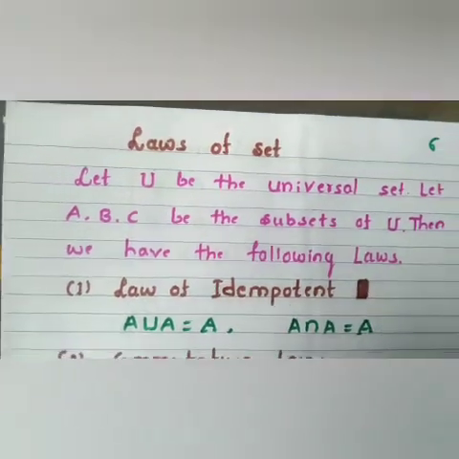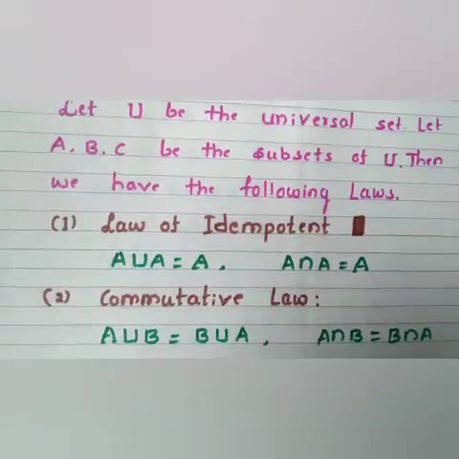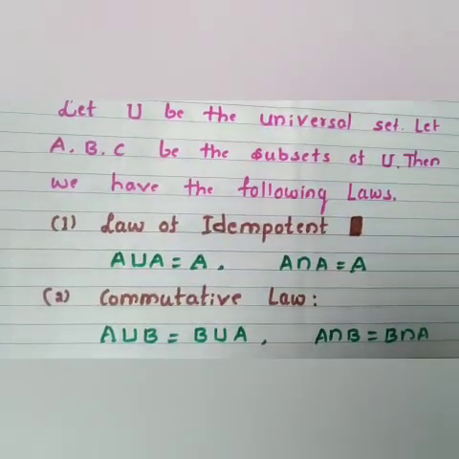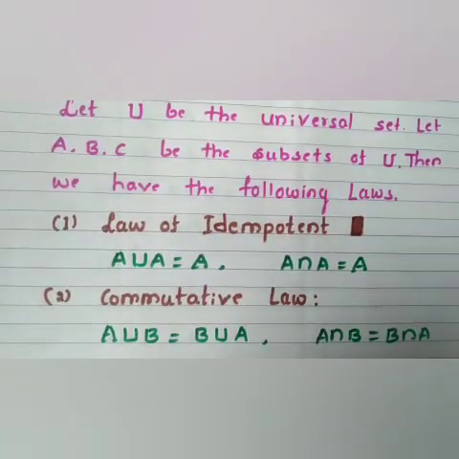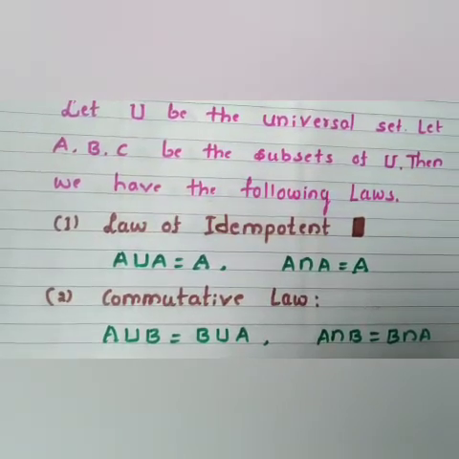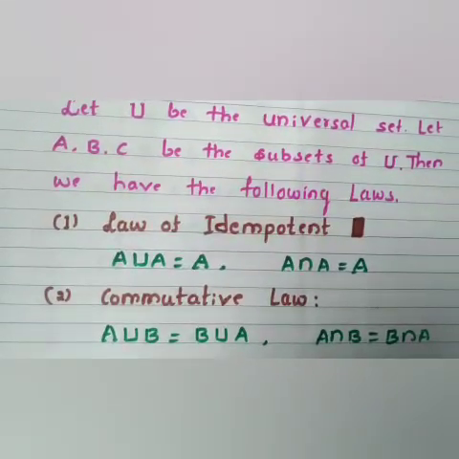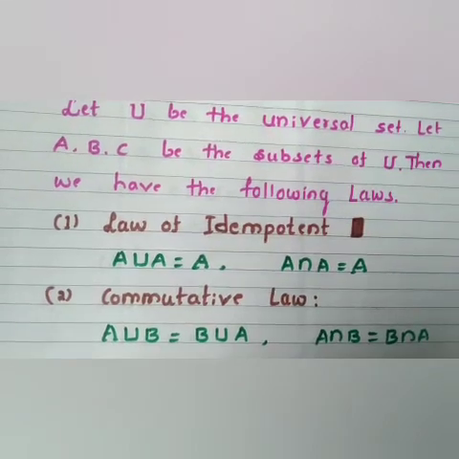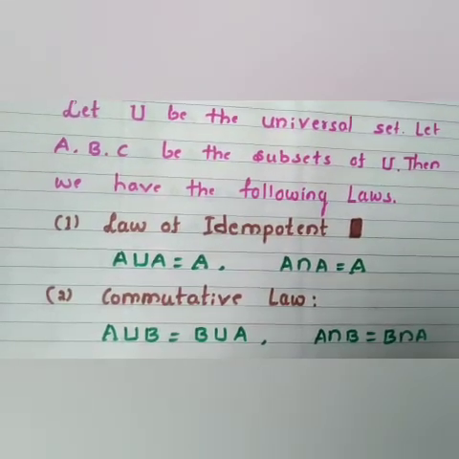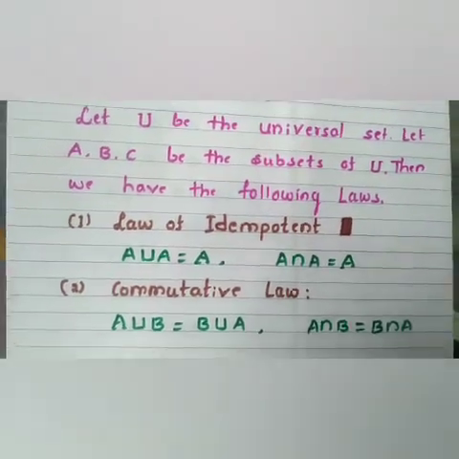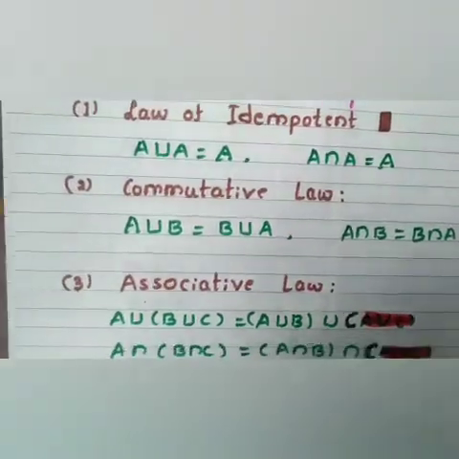Okay. The next law is the commutative law. The union and intersection obey the commutative laws. A union B is equal to B union A, and for intersection, A intersection B is equal to B intersection A. The third law is the associative law.